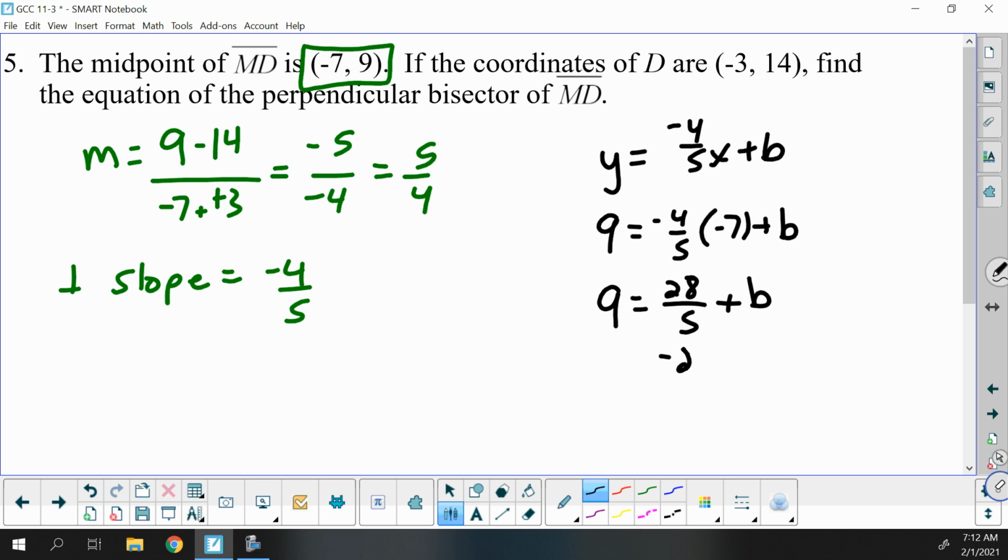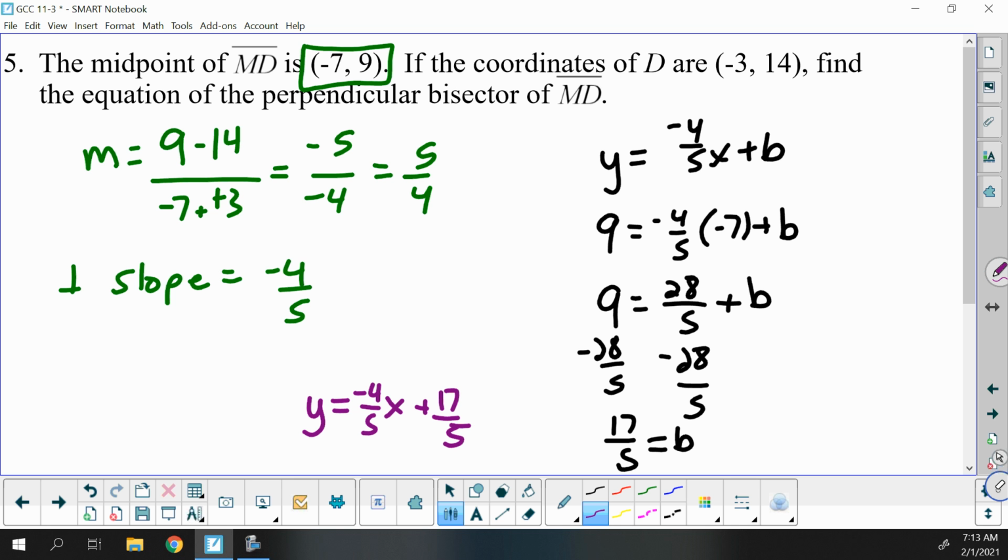We'll subtract that over. In your calculator, just do 9 minus 28/5. And that'll give you 17/5 for b. To finish off, we'll just write our equation. So we have y equals that -4/5 x, and then we've got that 17/5 for b, plus 17/5.